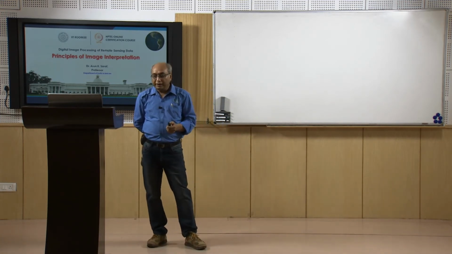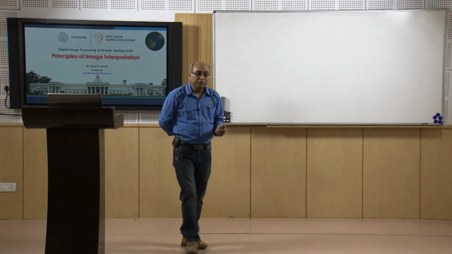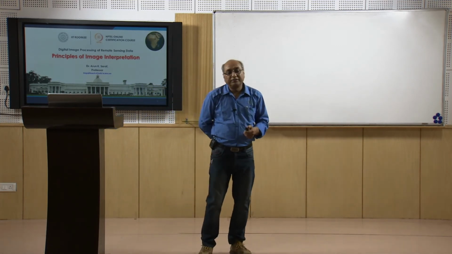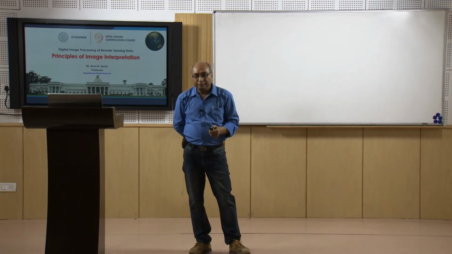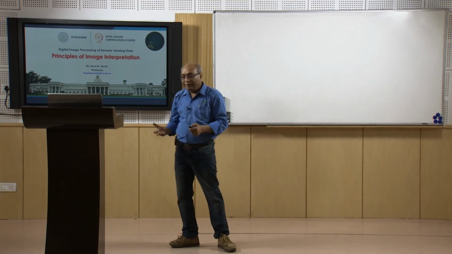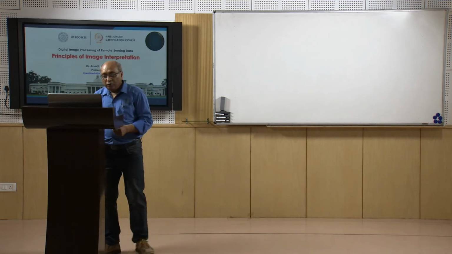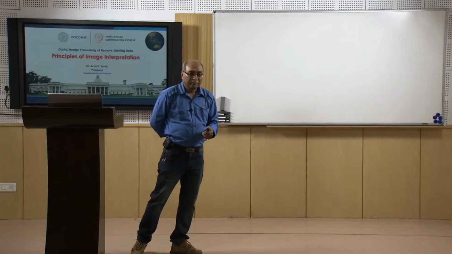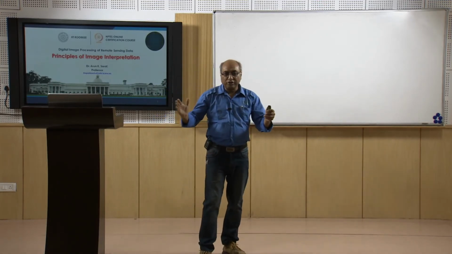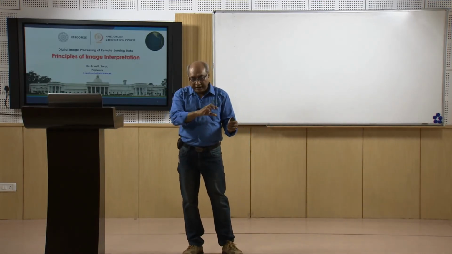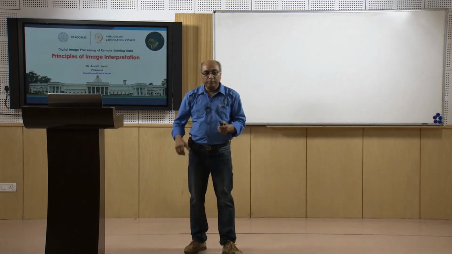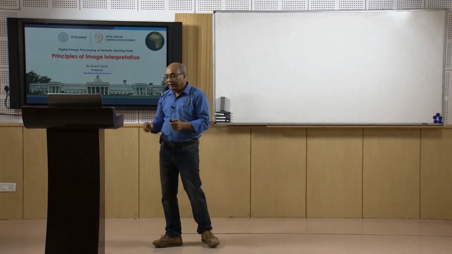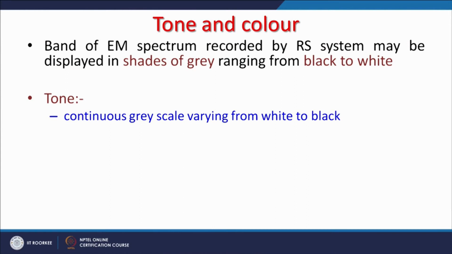Now another important key or element of image interpretation after shadow is tone and colors. Tone, basically for black and white images, is that the band of the EM spectrum recorded by the remote sensing system may be displayed in shades of gray ranging from black to white in gray scale. So two extremes, black and white, and in between you have gray. This we say tone. Tone is a continuous gray scale varying from white to black.